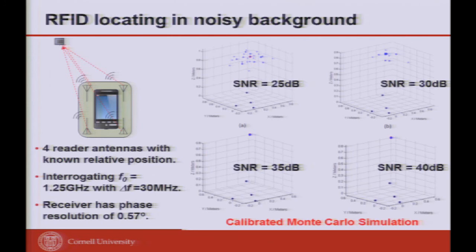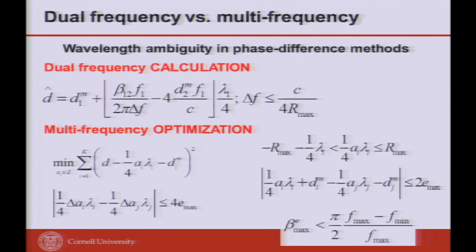Then I ask the question, can I do better? Can I do two frequency calculations? In order to avoid the wavelength ambiguity, your bandwidth is limited, or else you don't know where it is. It's in multiples of the quarter wavelengths. So this is the constraint.